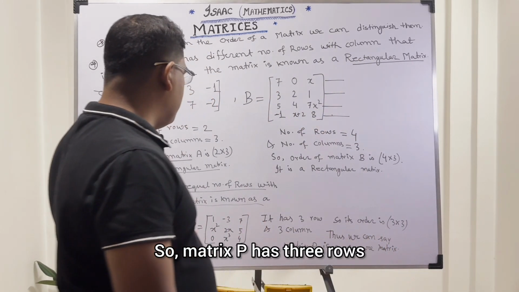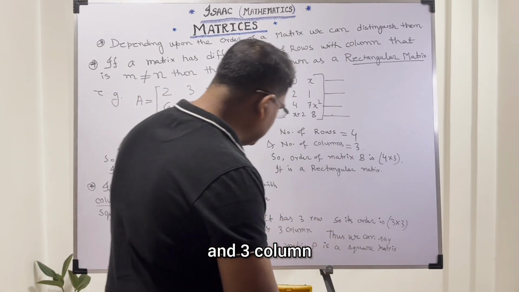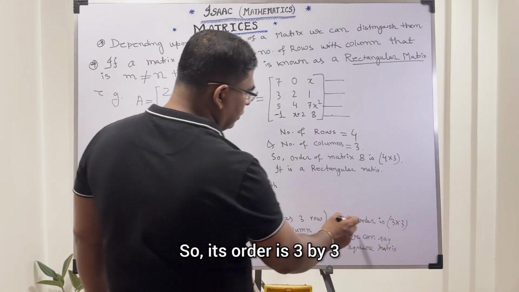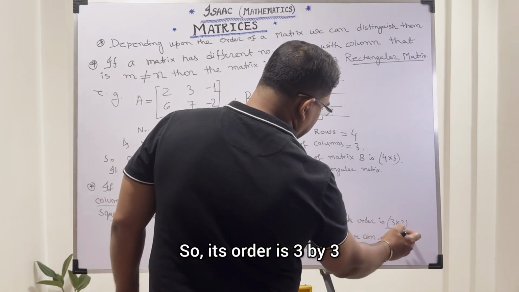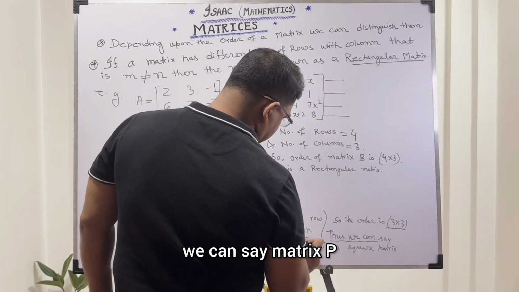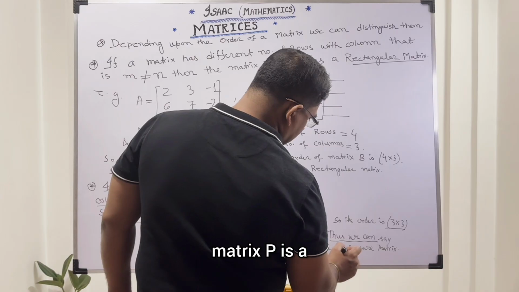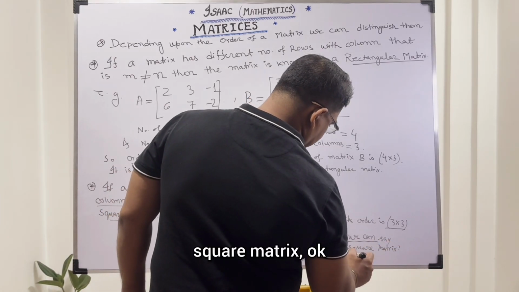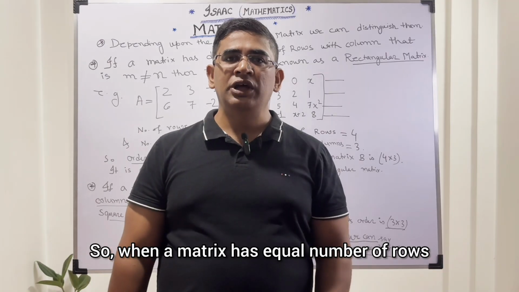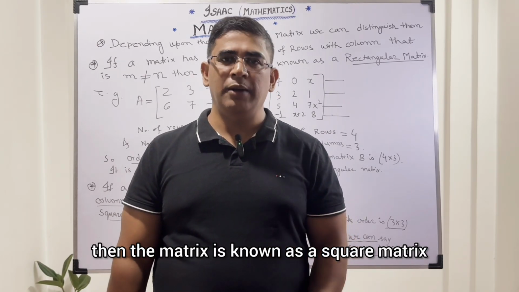Okay. So matrix P has 3 row and 3 column. So its order is 3 by 3. Thus, we can say matrix P is a square matrix. Okay. So when a matrix has equal number of rows and equal number of columns, then that matrix is known as a square matrix. Okay.